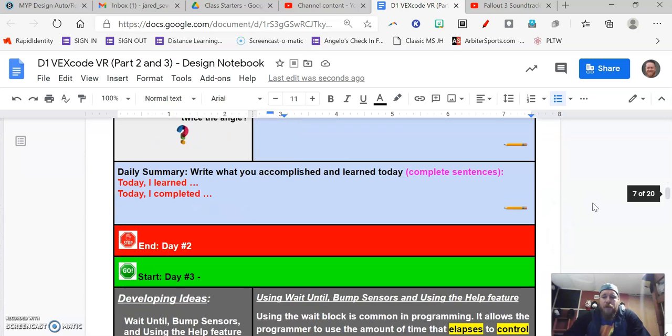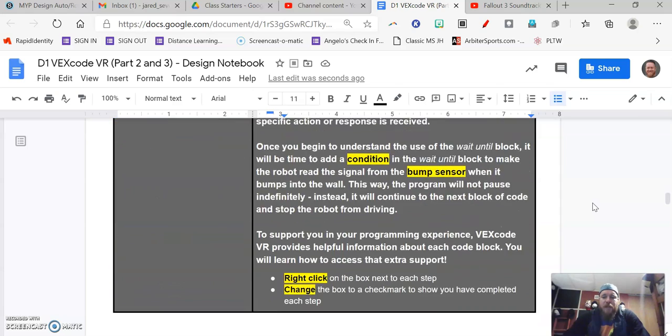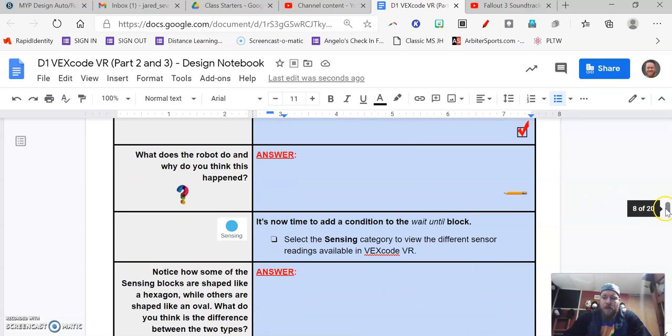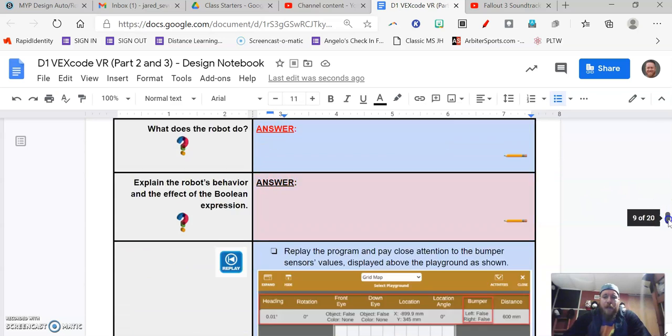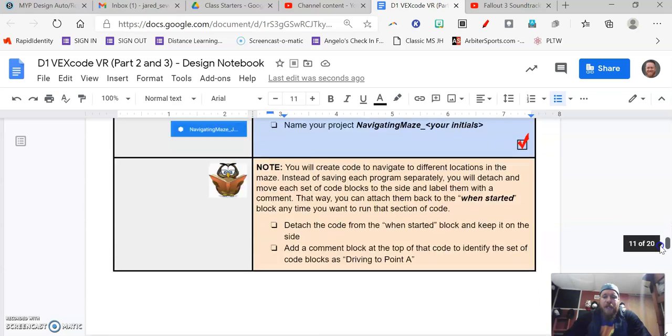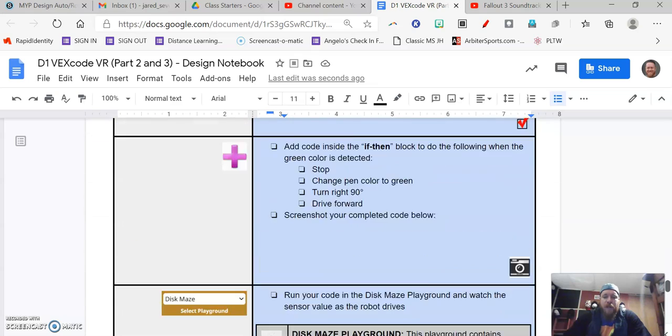Okay, so we scroll down, we just double check all the pencils, all the screenshots, make sure that all of our activities are done. So scroll through each day. I'm just going to go quickly. Scroll through each day, make sure you have those answers. And the summaries every day as well, don't forget those.